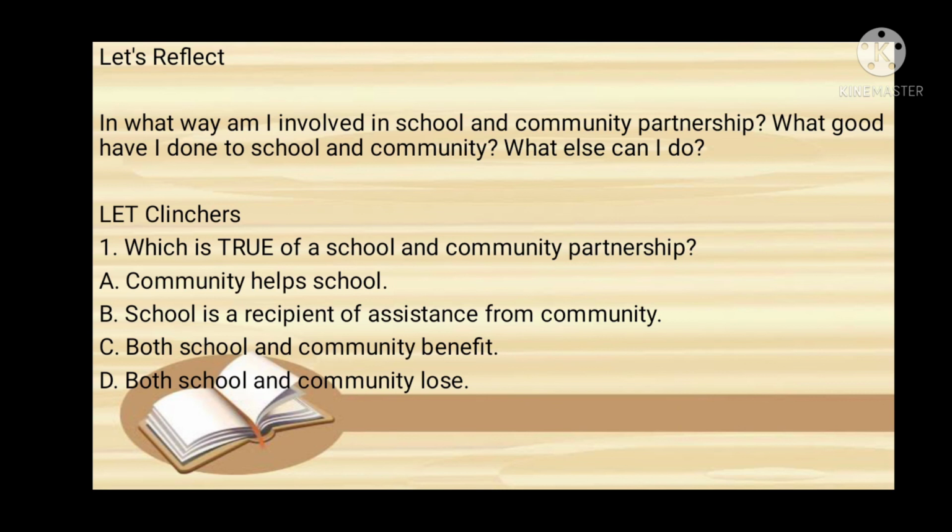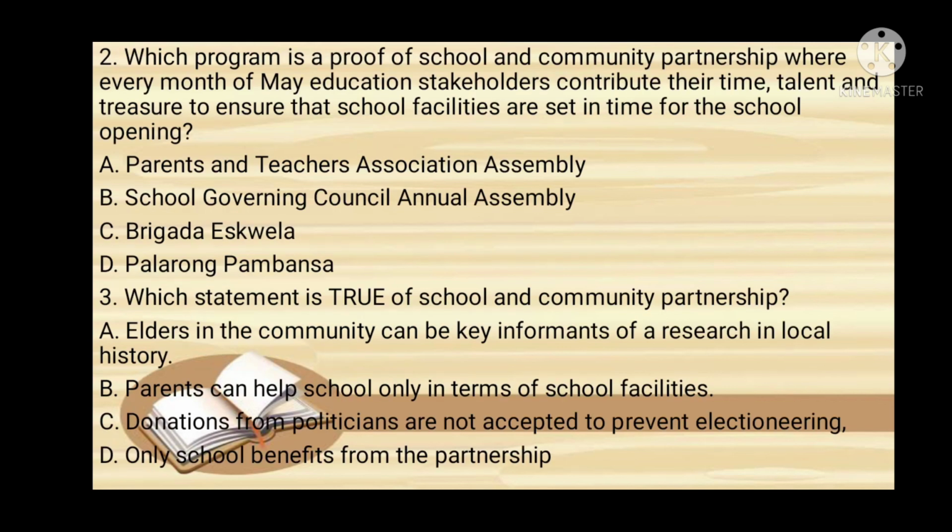Let's do the clinchers. Number 1, which is true of a school and community partnership? A. Community helps school. B. School is a recipient of assistance from community. C. Both school and community benefit. D. Both school and community lose. Number 2, which program is a proof of school and community partnership, where every month of May education stakeholders contribute their time, talent, and treasure to ensure that school facilities are set in time for the school opening? Letter A, Parents and Teachers Association Assembly. Letter B, School Governing Council Annual Assembly. Letter C, Brigada Eskwela, and letter D, Palarong Pambansa.